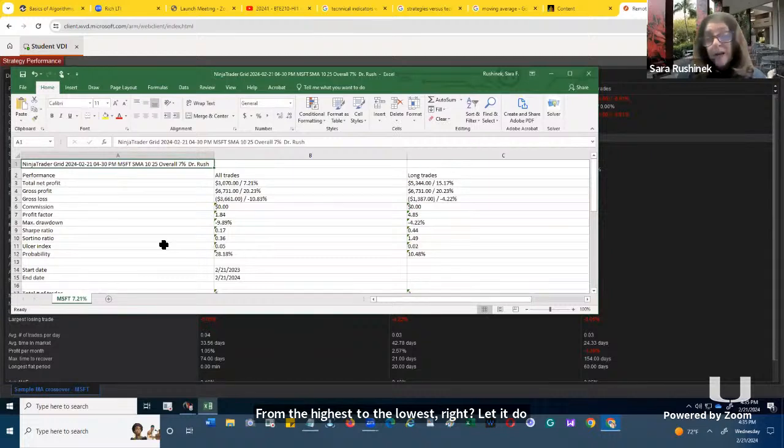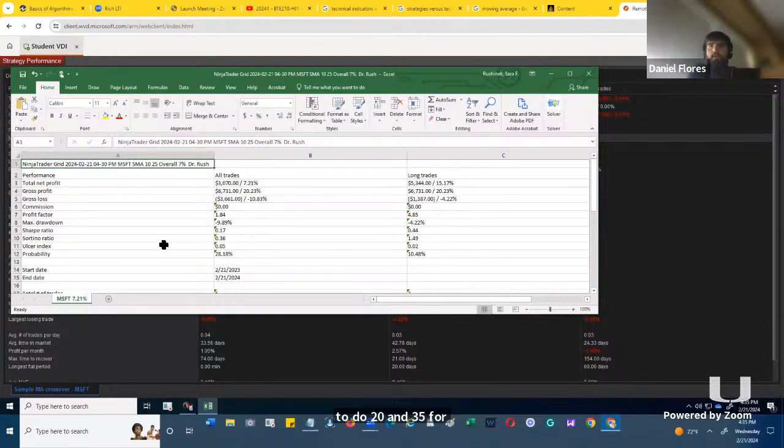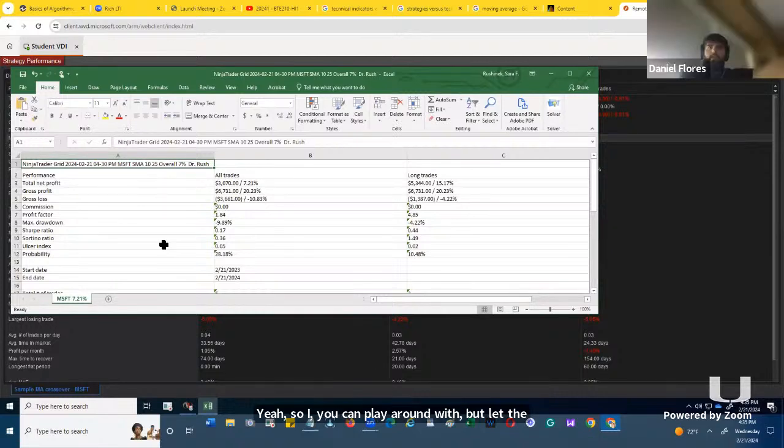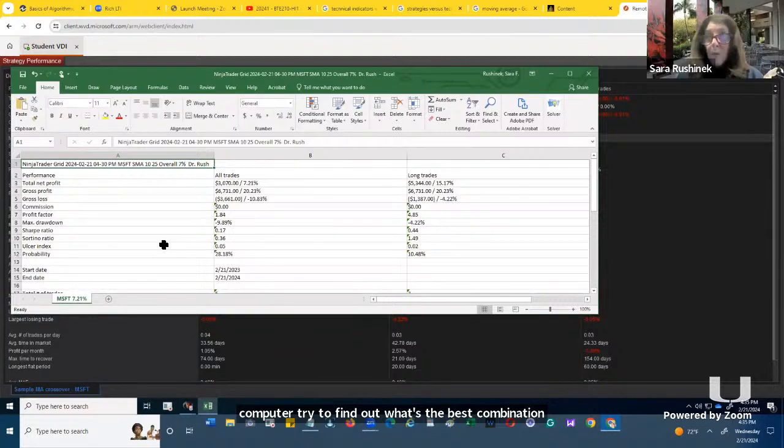I did 10 and 25. Maybe it's better in this case, Daniel, to do, let's say, 50 and 100, or maybe it's better to do 20 and 35 for my SMA. Well, the lower the number, the more trades you're going to enter. So you can play around with it, but let the computer try to find out what's the best combination. I don't want to be sitting there going 10, 25, or maybe 10, 26, 10, 27, 10, 28. I've got something better to do with my life. And that'll be our next exercise.